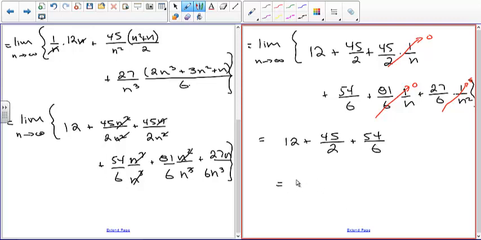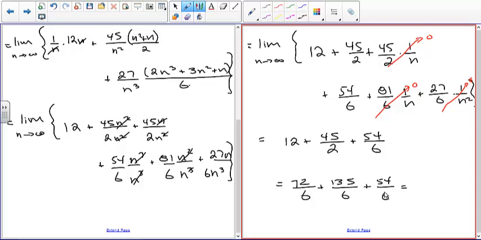So let's do the fraction stuff here. We'll leave them as 6 because I could simplify that, but we need to make them as 6 to make this work out. So 12 is equal to 72/6. You multiply this by 6, get that, divide by 6. This one you have to multiply by 3, so 3 times 45 is 135 over 6, and 54 over 6.